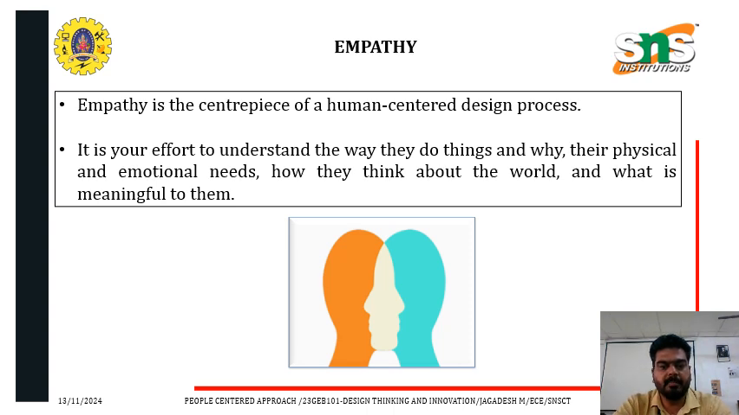Then empathy comes into the picture. It is the centerpiece of a human-centered design process. It is your effort to understand the way they do things and why, their physical and emotional needs, how they think about the world, and what is meaningful to them. These are all called empathy.